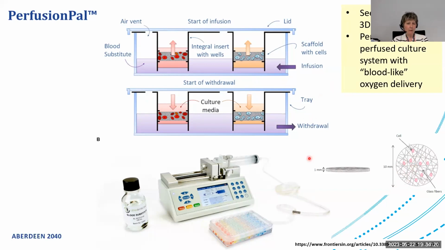And what happens is that using this artificial blood substitute, you can have an infusion of the cells. So the cells are permanently bathed or infused with this blood substitute. So the media is constantly flowing between and over the cells in culture. So the scaffold is a Seed Easy, and the Perfusion PAL system provides this, if you like, blood-like oxygen delivery. So the cells are continually bathed in oxygen.